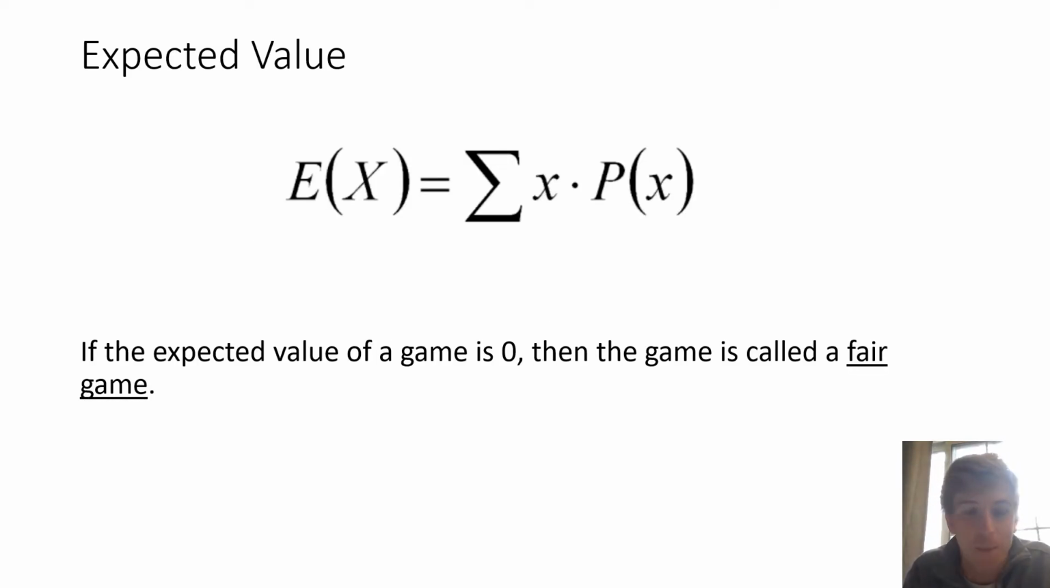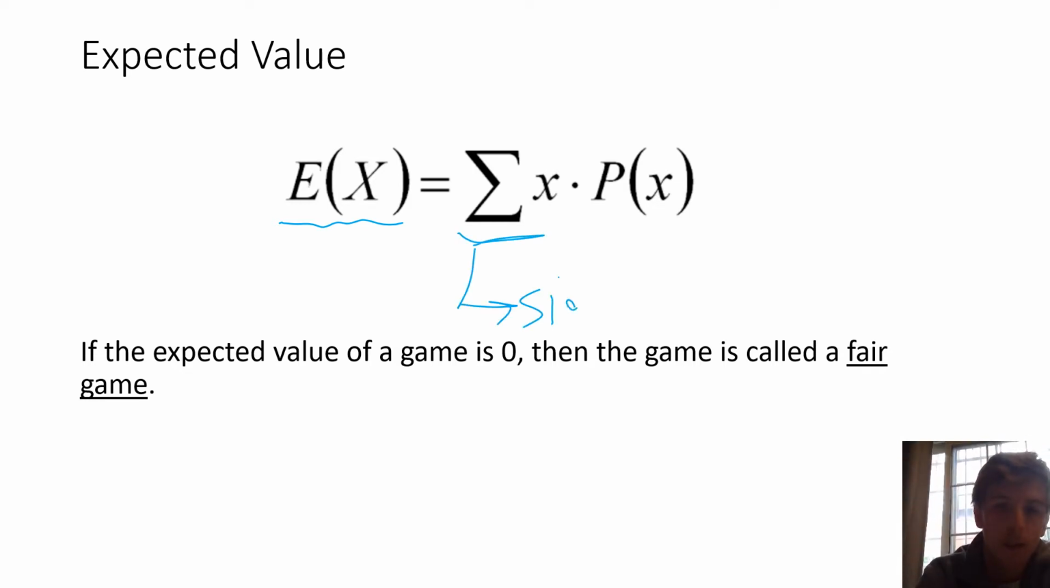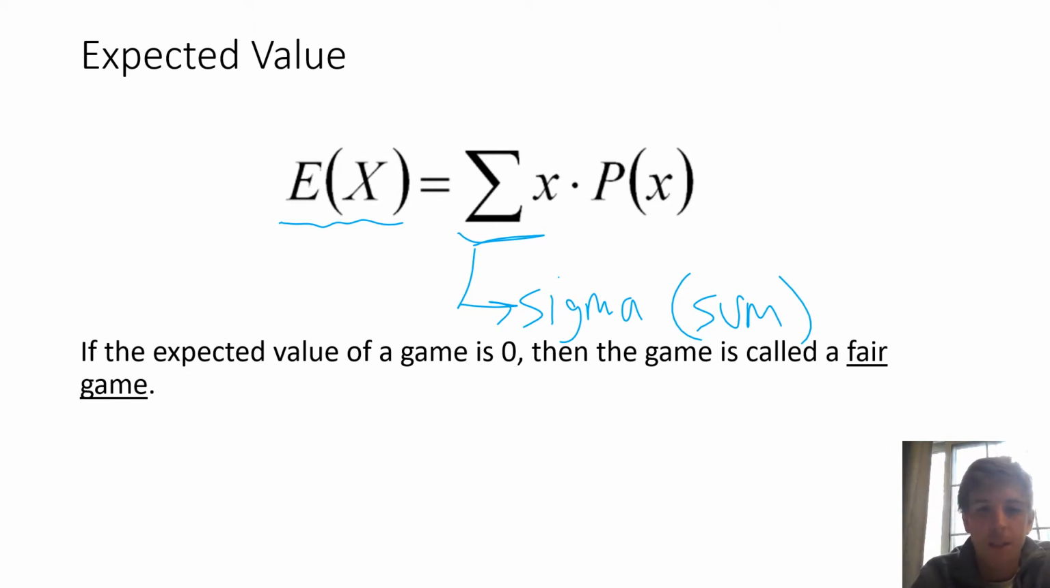All right, did not expect that buzzer to play again. Anyway, the expected value is, there's a lot of notation here, so let's run through it. The expected value, that's just the symbol for expected value over here, E of x. This symbol here is sigma, the Greek letter, and what it means in math is the sum. So what this formula means is the sum of every x times every p of x. All right, x is just every outcome.